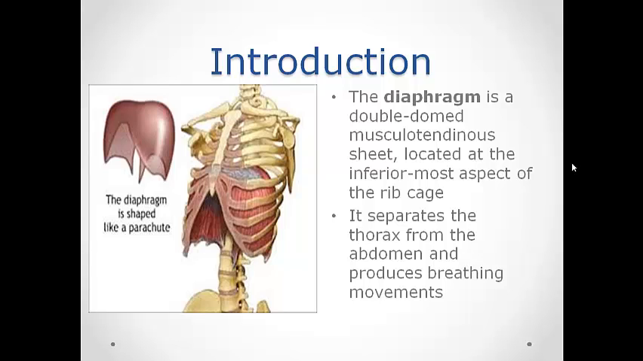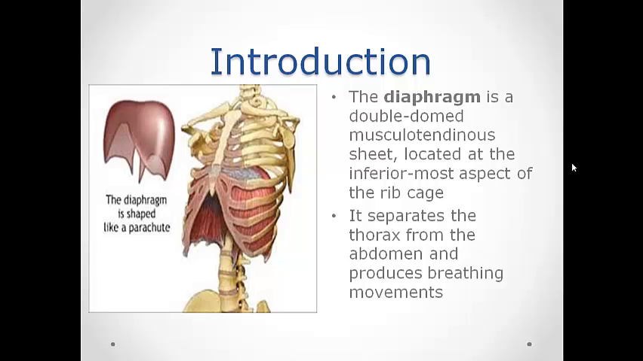So it makes sure that those two parts of the body are separate from each other so that the thoracic organs are only located in the thorax and the abdominal organs are only located in the abdomen. And the other main importance of the diaphragm is that it is responsible for breathing movements, or changes in the thoracic diameters that are responsible for or assist in the process of breathing.